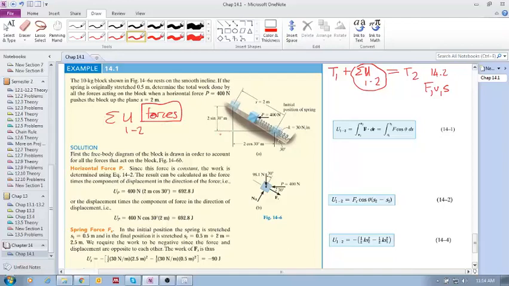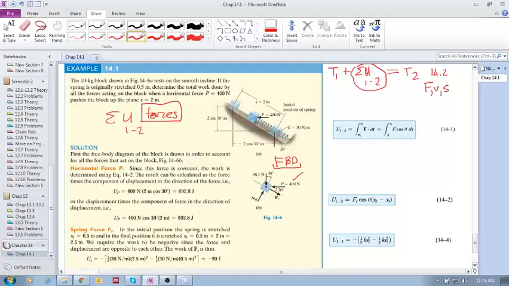What do you imagine would be the first step? The first step is to draw a free body diagram. That is amazing. So let's have a look. What are all the forces acting on this block as it moves up? The one we know is P equals 400. It's acting in a horizontal direction, the negative X direction.